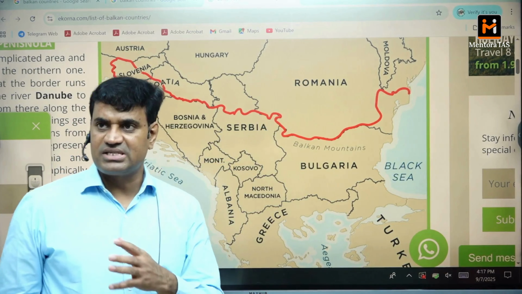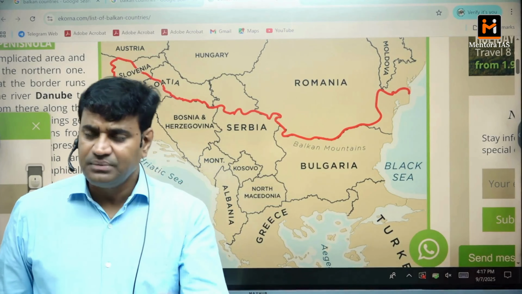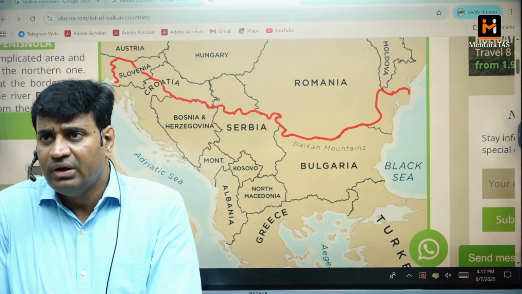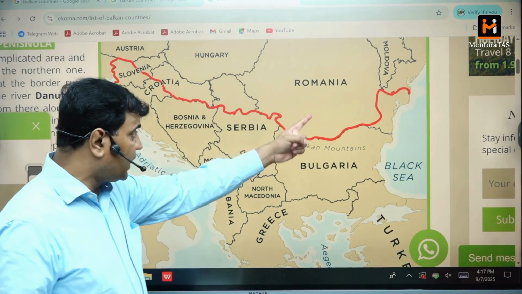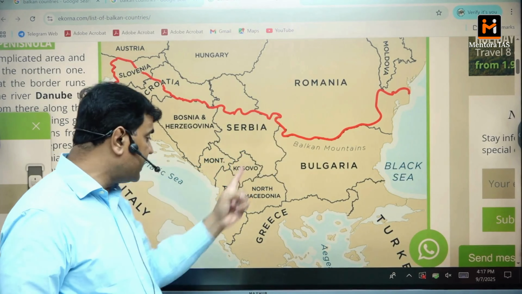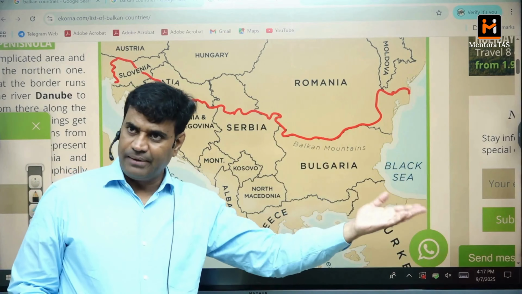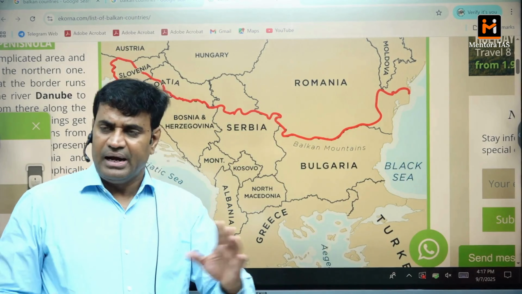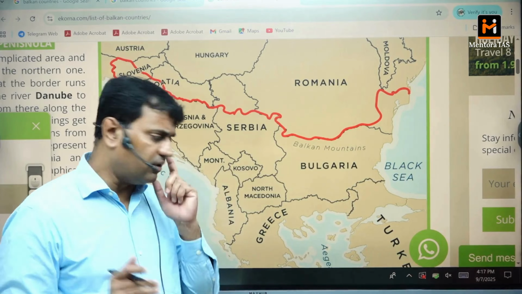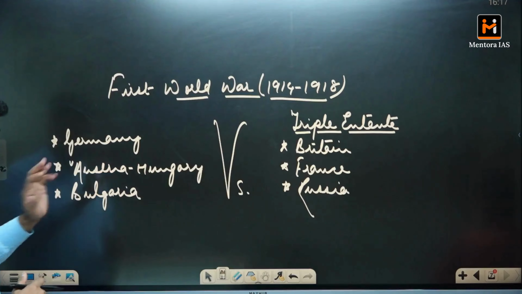So obviously Bulgaria joined the aggressive group of Germany, and the two other countries that were supposed to be victims, Romania and Greece, joined the other camp. So Romania and Greece joined the other camp, and the Balkans got largely involved in the First World War. So Bulgaria joined the group.